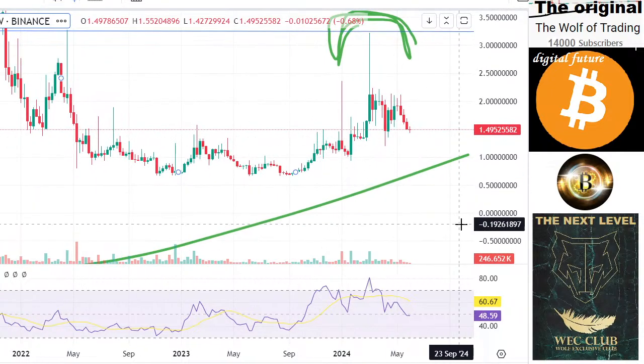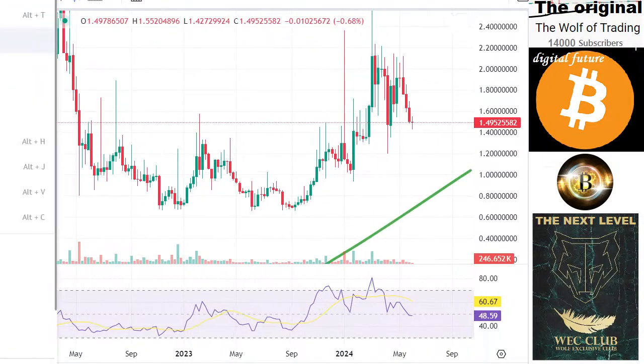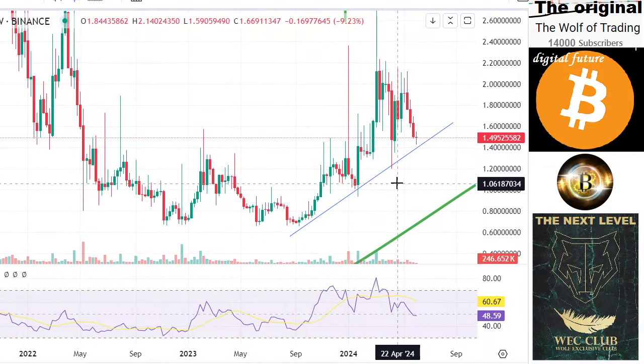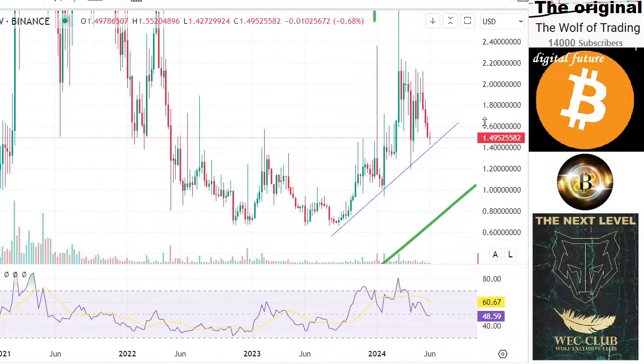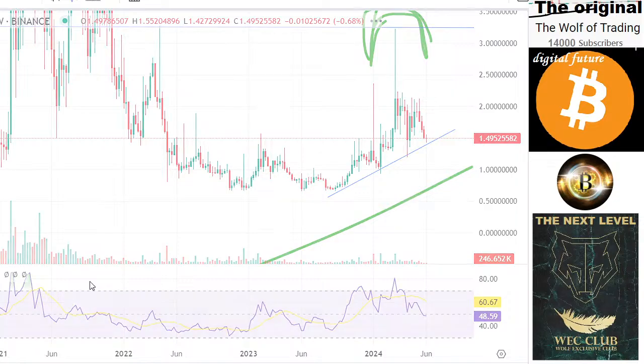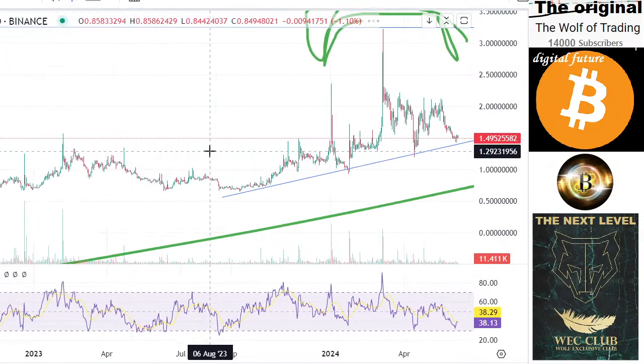Yeah. Let's look. We have here an uptrend. It's still active. That means we are still in the uptrend. Let's look here in detail.